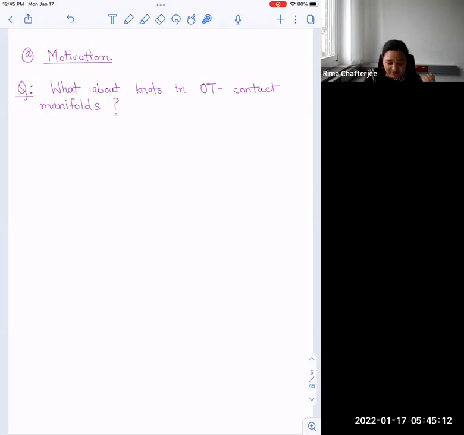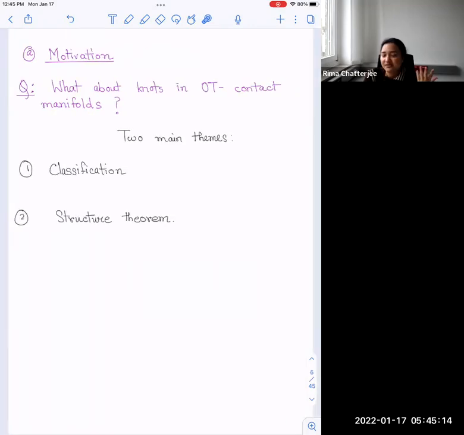So today, I'm going to talk about two main themes of knot theory in overtwisted manifolds. The first one is classification. So what we know, or what knot types are classified, and how they are different from the tight ones. And the second one is the structure theorem. By structure theorem, I mean how the geometry of these knots changes under certain topological operations. And you'll see that this will be very, very different from the knots in the tight ones.